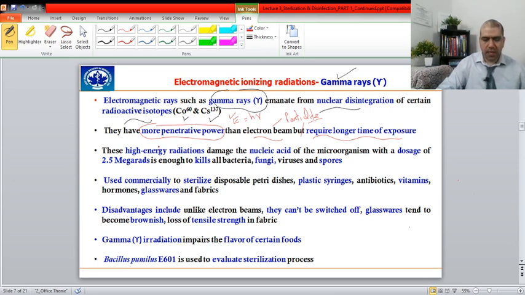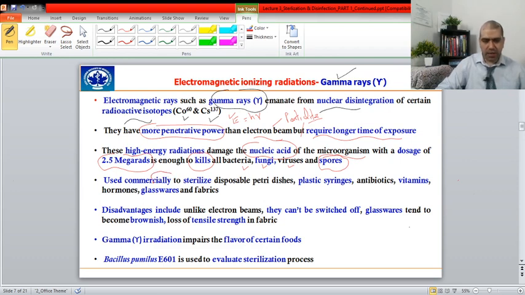These high energy radiations damage the nucleic acids of the microorganisms. When the nucleic acids, the genetic material, are destroyed, it means microorganisms will either be disinfected, or they will stop multiplying, or they will be killed. A dose of around 2.5 megarad, which is the unit of radiation, is enough to kill. It means it is a bactericidal radiation. It can kill bacteria, fungi, and viruses, and it is also effective against spores, based on its high energy and more penetrating power.